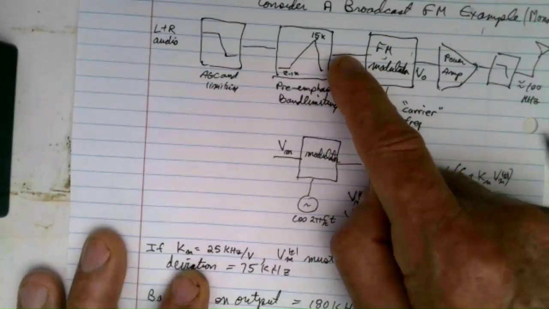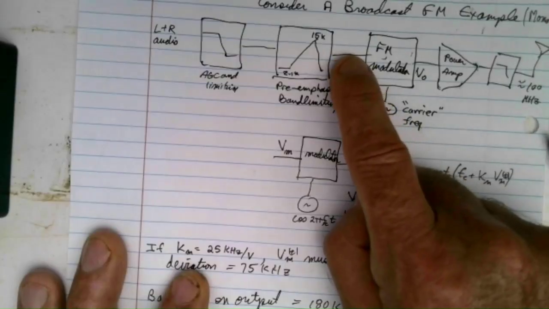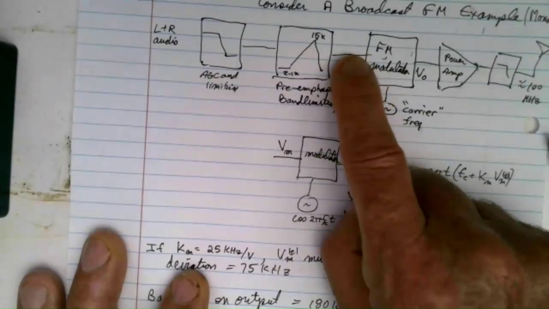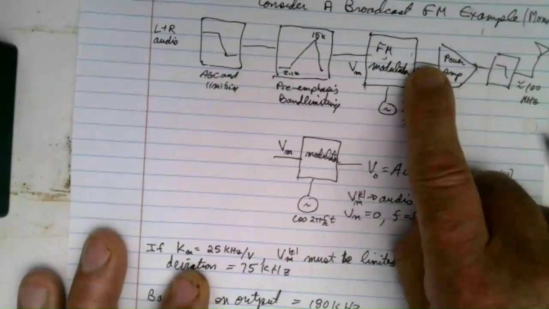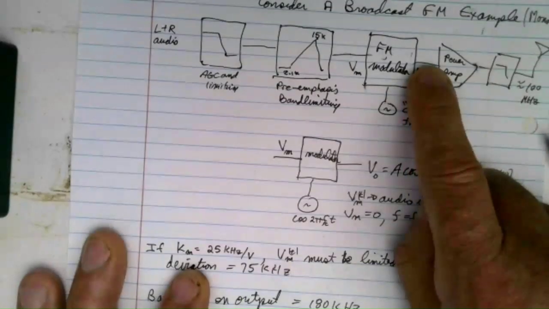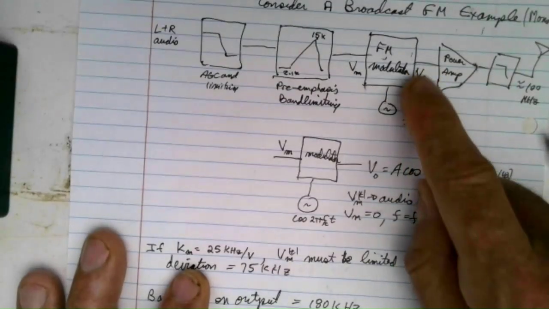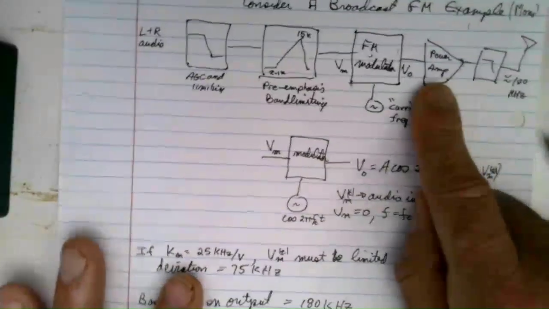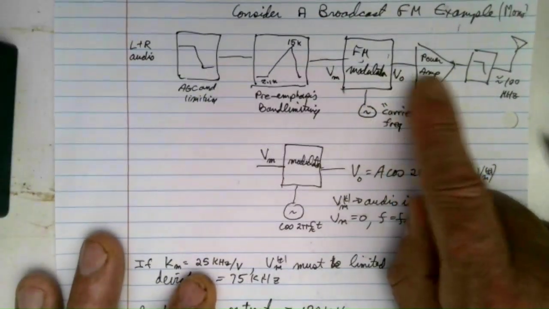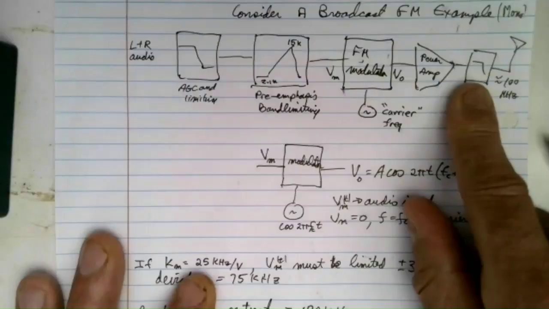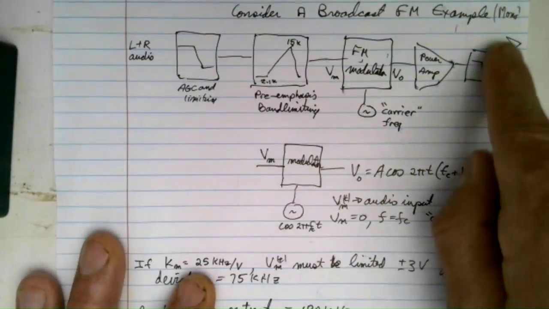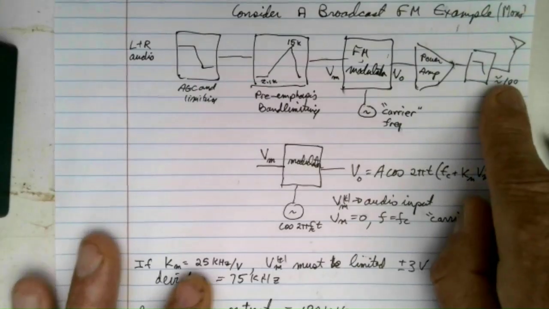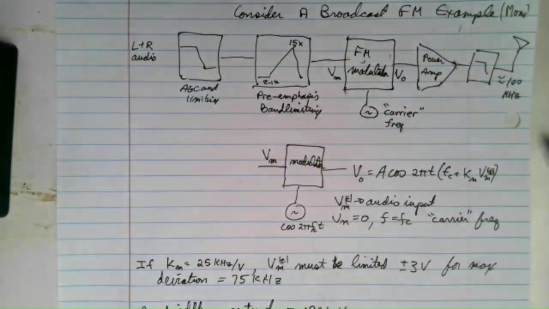And when the announcer speaks softly, this would be a low voltage. When he speaks loud, this is a large voltage. The deviation here is small when the audio input is low. The deviation here is large when the audio input is larger. And the power amplifier would gain up the output of the frequency modulator, and then you go into a low pass filter, filter off the harmonics, and then up the tower you go at some frequency around 100 megahertz.